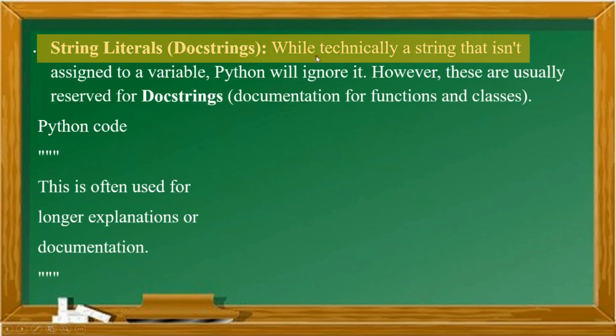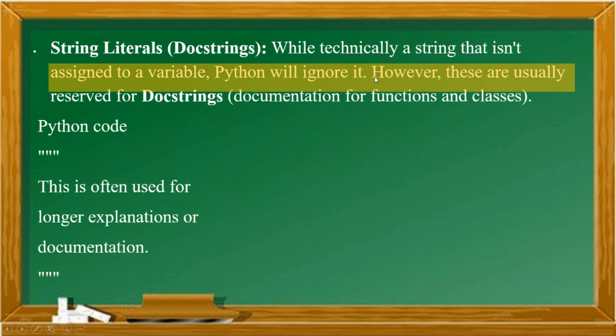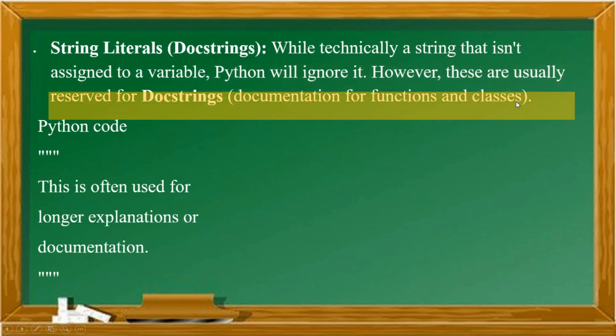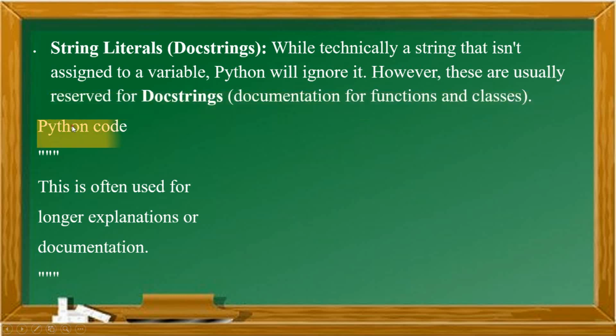String literals, docstrings. While technically a string that isn't assigned to a variable, Python will ignore it. However, these are usually reserved for docstrings, documentation for functions and classes. Python code. This is often used for longer explanations or documentation.